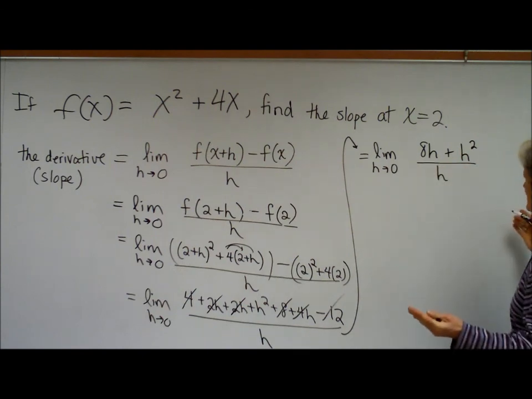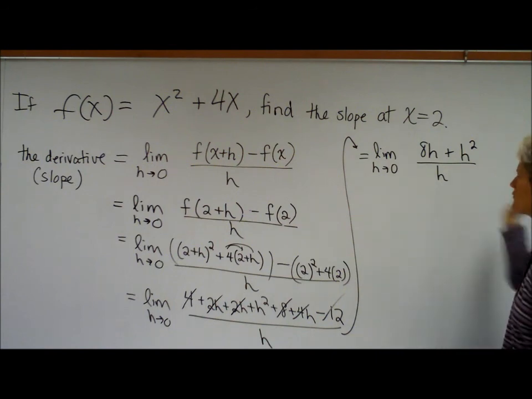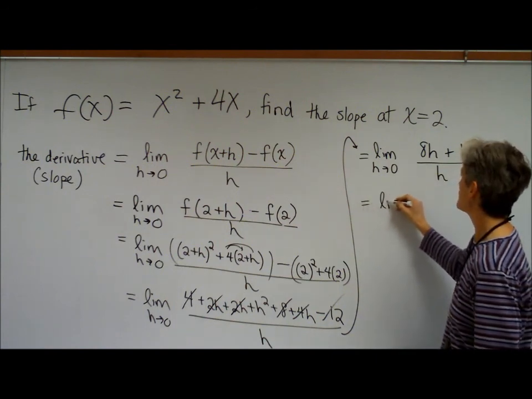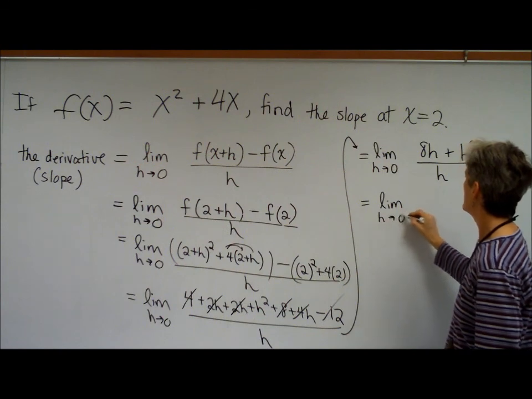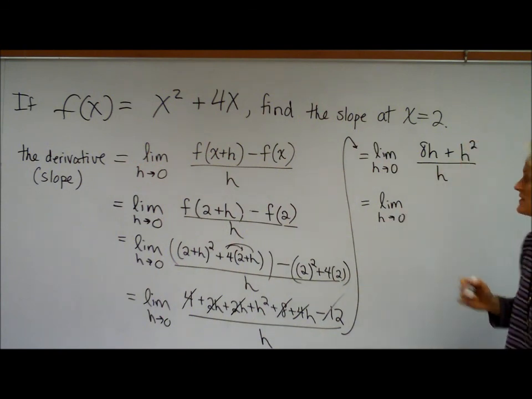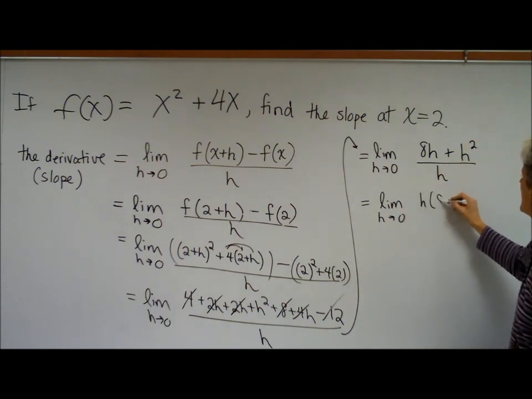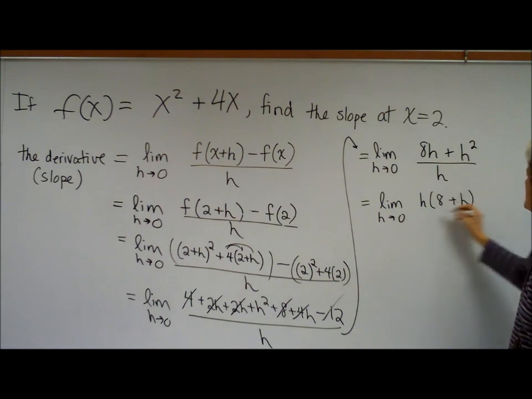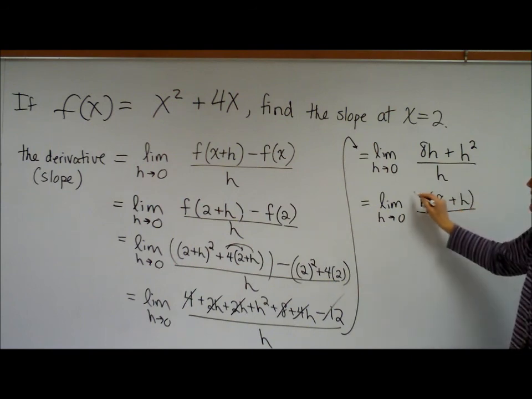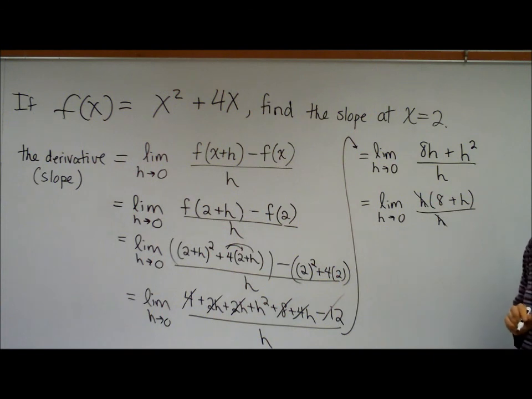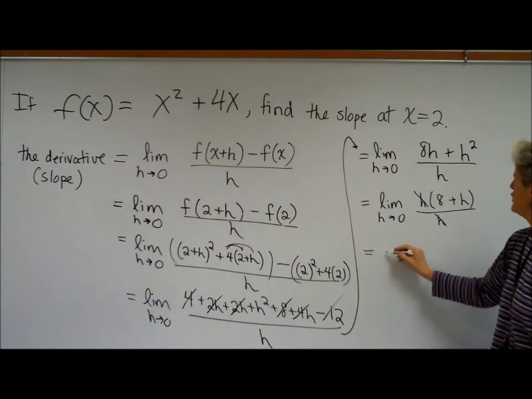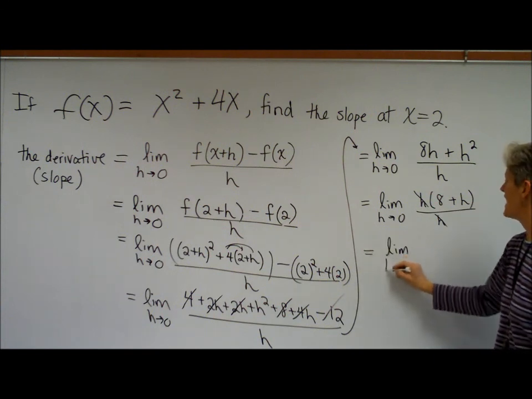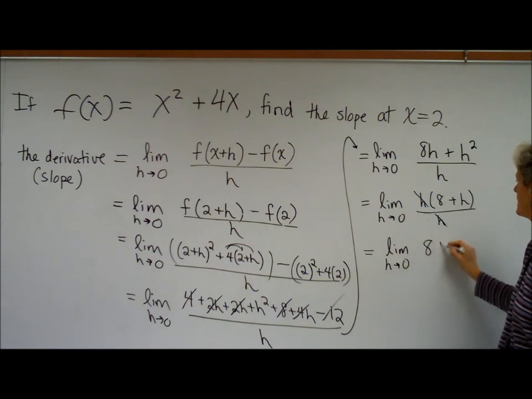What should I do next? Factor out an h. Let's factor out an h. If you guys remember in class, we discovered that there is a removable discontinuity. So let's factor out an h so I can remove that removable discontinuity. And away the h goes. So now I have the limit as h approaches 0 of 8 plus h.